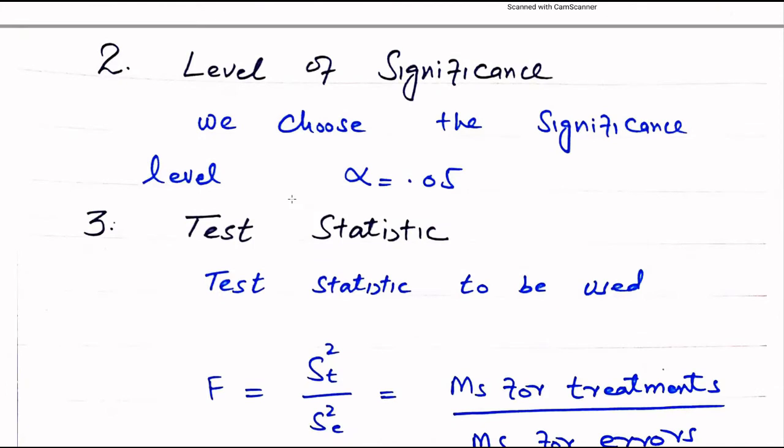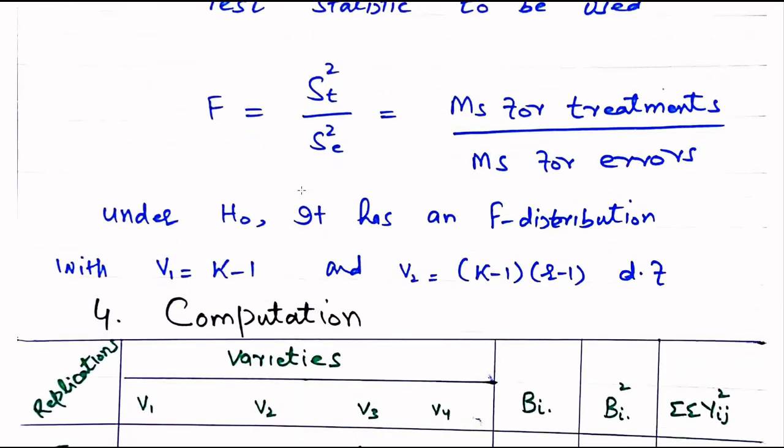Second step is level of significance. We choose the significance level. Traditionally we use 0.05 as the level of significance, so we use 0.05 here. Test statistic to be used: F test is used, with S T square the mean square for treatment and S E square the mean square for error. Under H0 it follows the F distribution with degrees of freedom k-1 and (k-1)(R-1), which is also called the error degree of freedom.